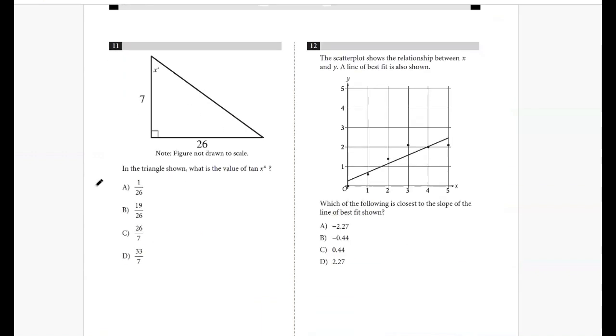In the triangle shown, what is the value of tan of x? Tan is opposite over adjacent, so 26 over 7. So C is the correct answer.